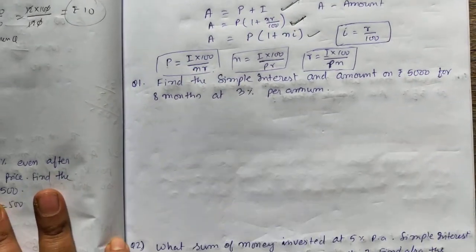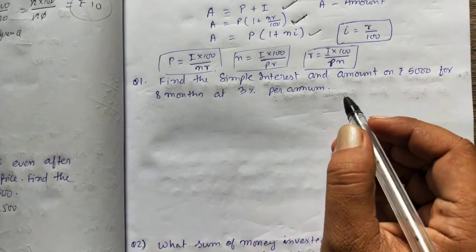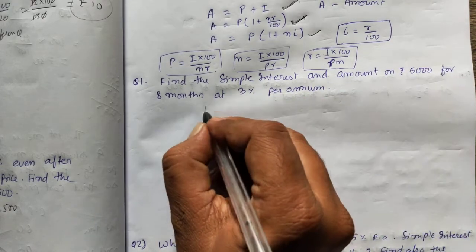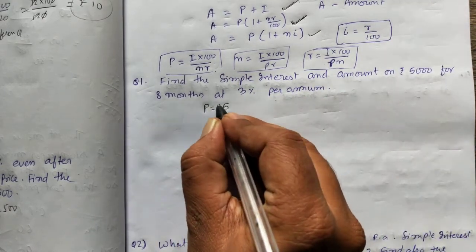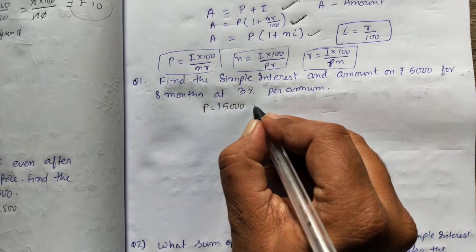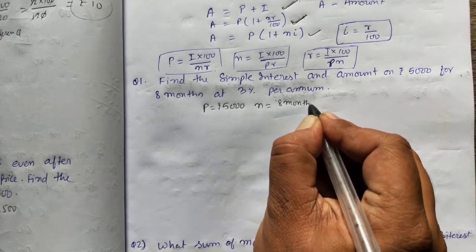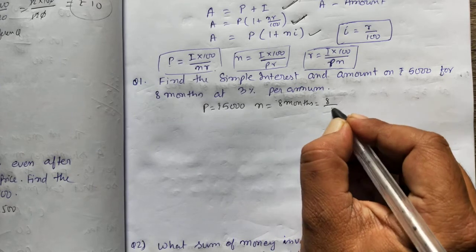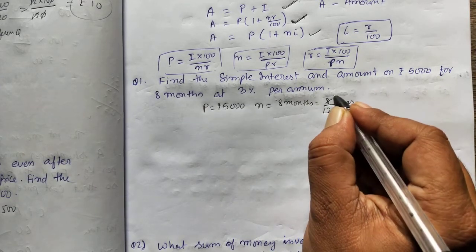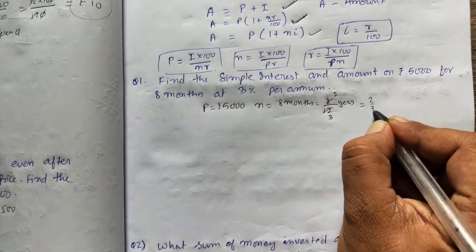Question number 1. Find the simple interest and the amount on rupees 5,000. So principal is given as rupees 5,000 for 8 months. N is 8 months. We have to convert into years. So 8 by 12, since in 1 year there are 12 months. Cancelling by 4, we get 2 by 3 years.